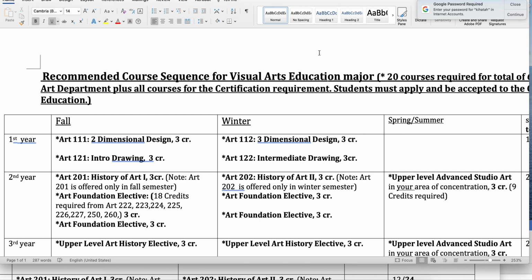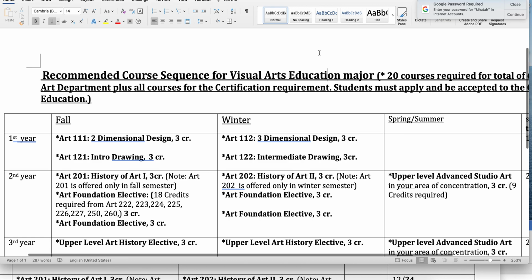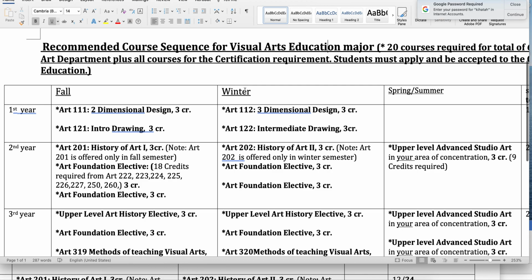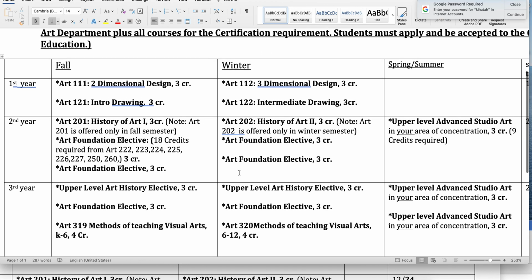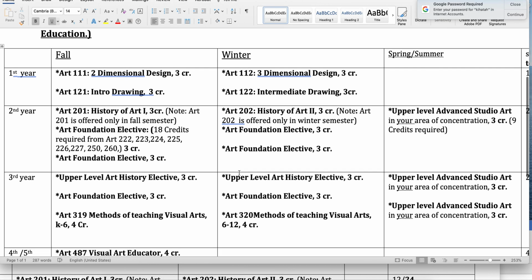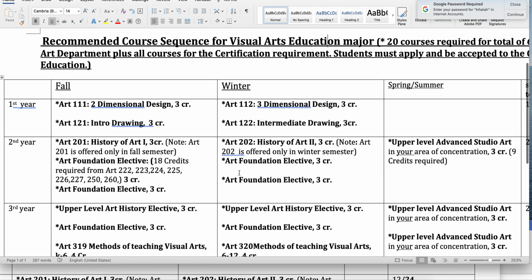So it's very important, if you want to be a public school art teacher, that you follow this order carefully, so you don't waste any credit or fall behind. More than any other major, you really have to be careful how you follow this.